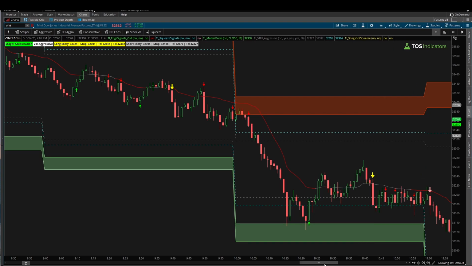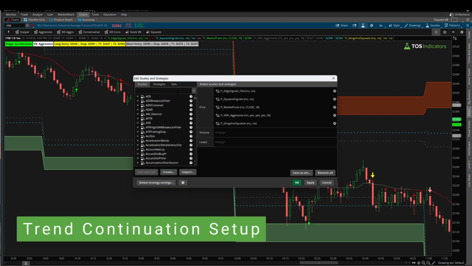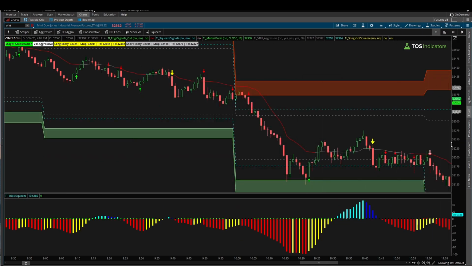Now in the next hour, we have yet another example of a trend continuation move, this time with our squeeze indicator. So let's load the squeeze back in, and we can take a look at what the squeeze looked like at this given time. So here we're looking one more time for this momentum to fire short. All of our signals are in play.